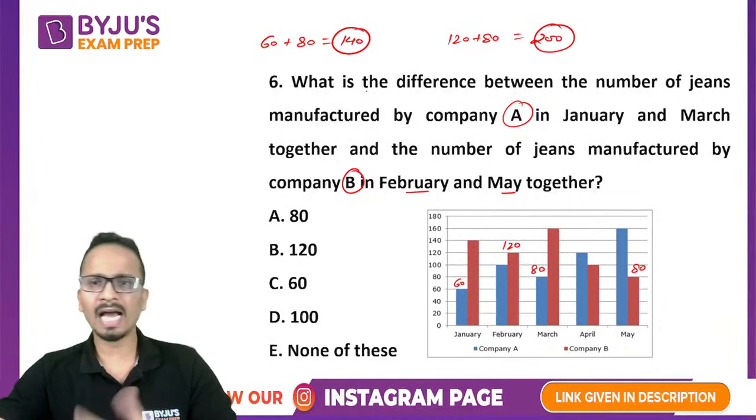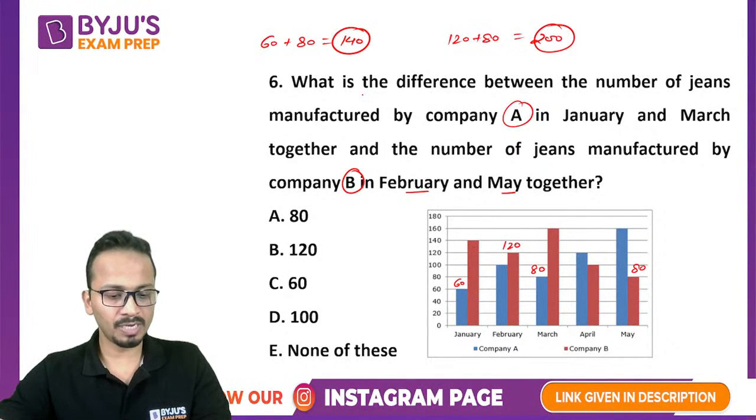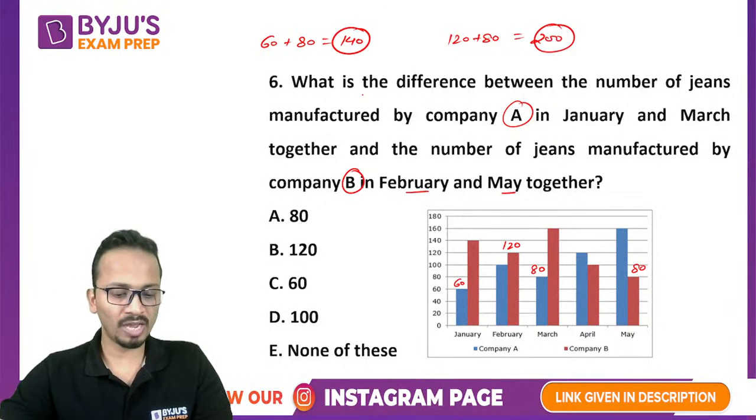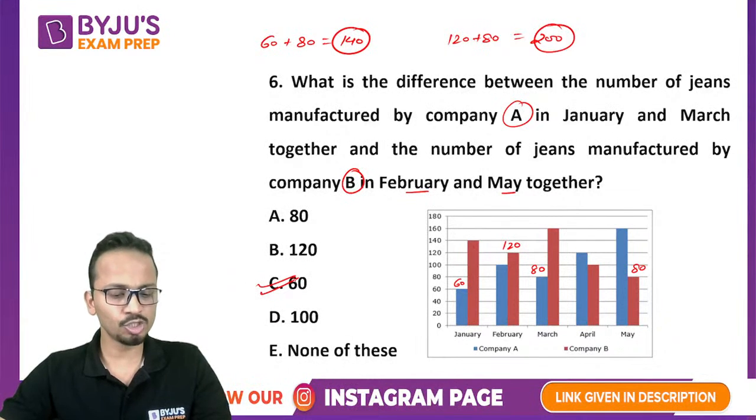So we have to find out the difference between these two numbers. So 140 and 200. What is the difference here? Come on, people, any answer? Right, good. So all of you have given a correct answer. This was pretty straightforward, pretty simple. Correct answer is option C.